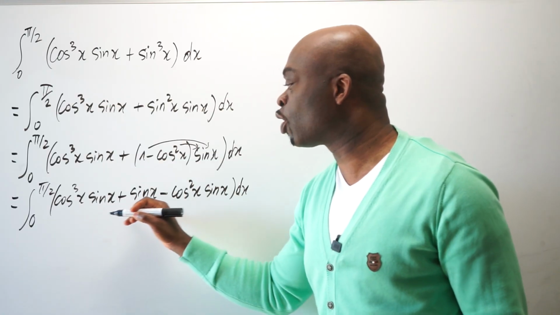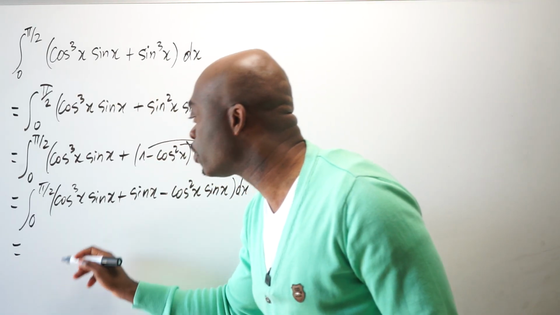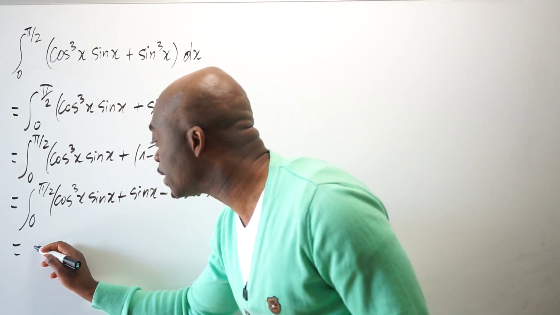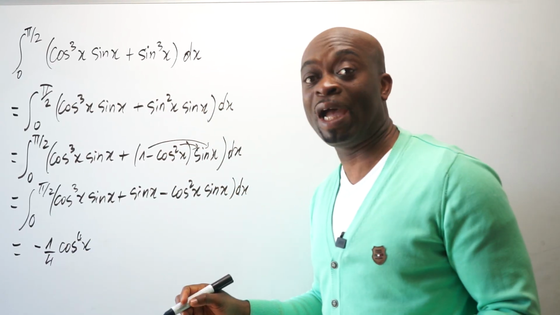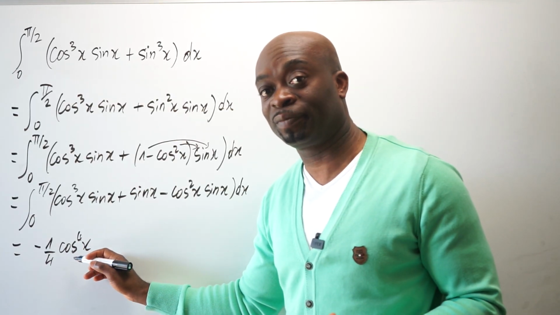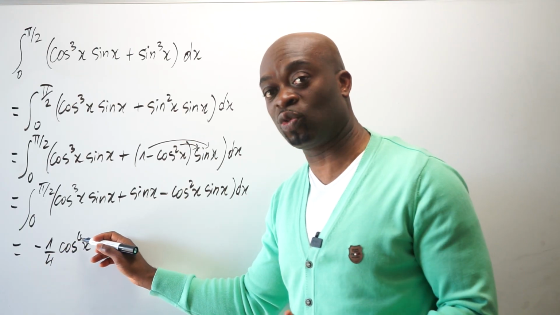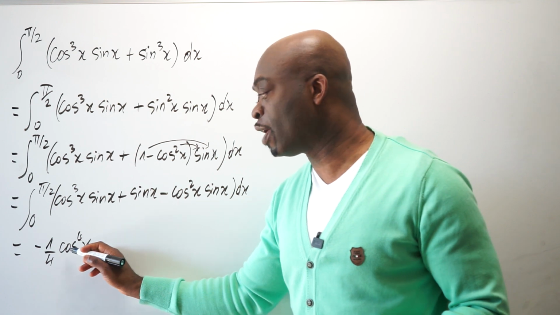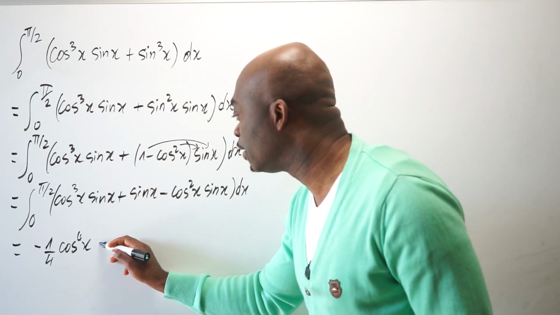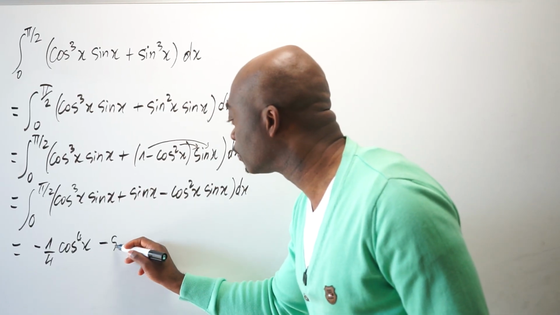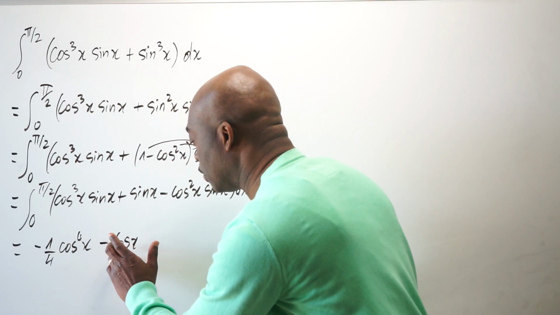Now, can we go ahead and find the integral of each of the parts here? Yes, we can. If we take the first one, it's going to give us negative a quarter of cosine power 4 x. Why? Because if you take the derivative, the 4 comes down, cosine power 4 minus 1, which is 3, and then negative sine. Once you simplify, you get this back. The next one will give us negative cosine x.